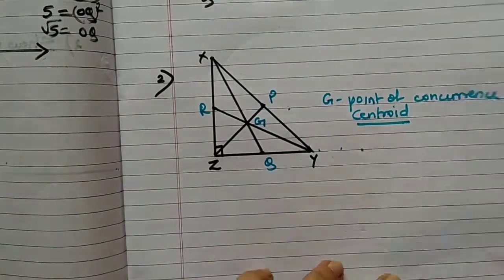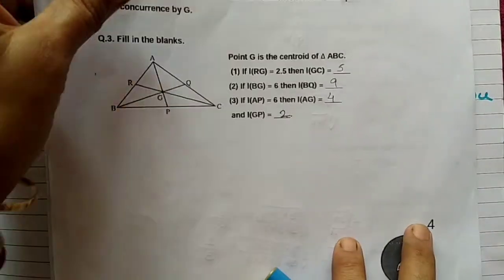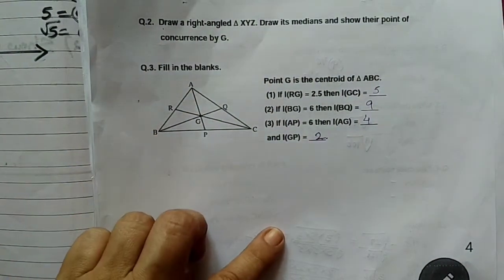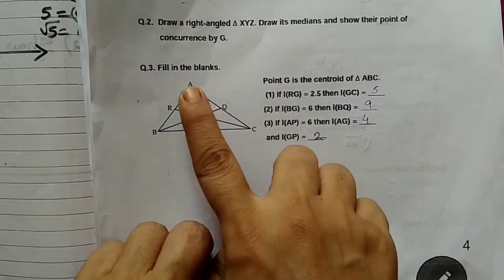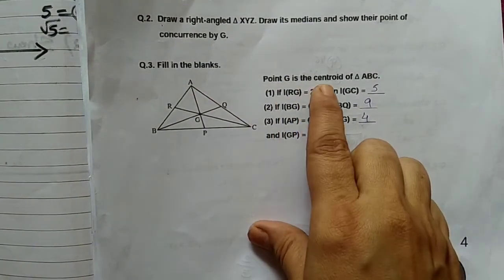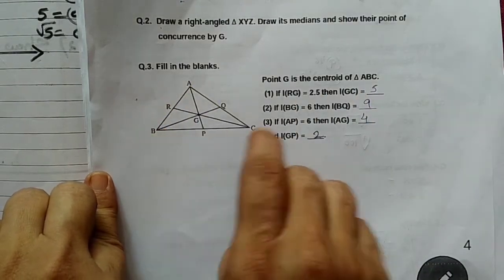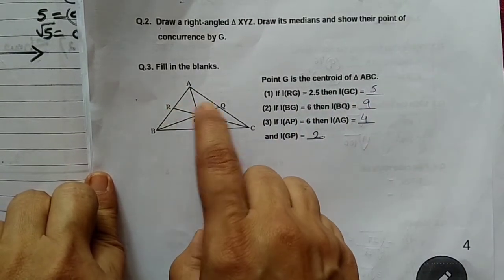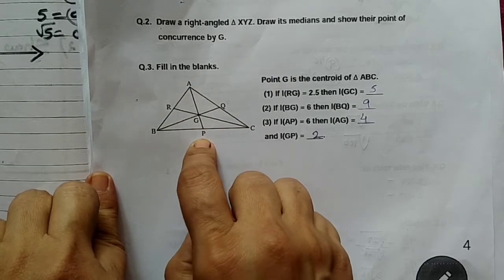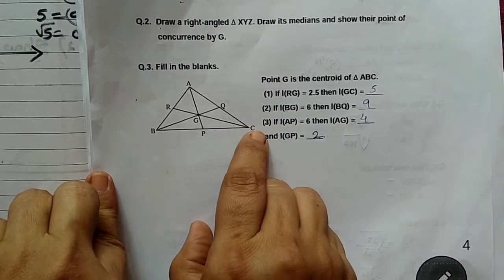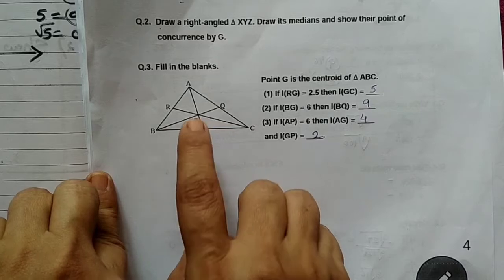Now let us see the third part of this worksheet. Fill in the blanks. Point G is the centroid of triangle ABC. This G is the centroid. That's what we have done. These are the three medians, AP, BQ and CR, and this is the point.